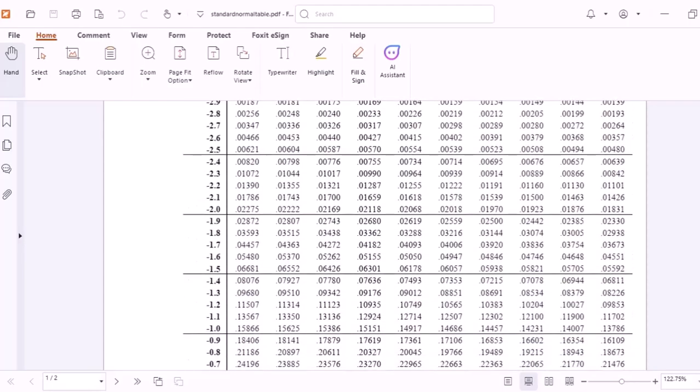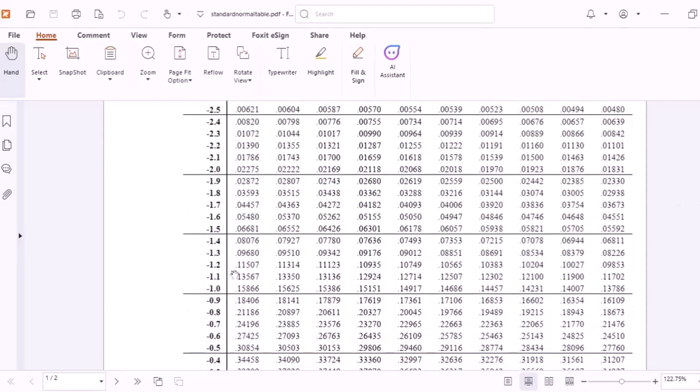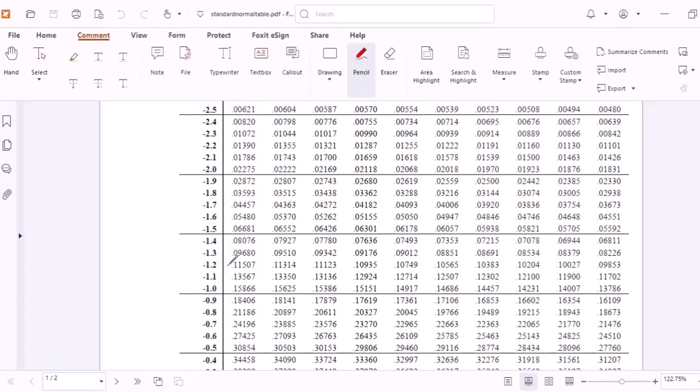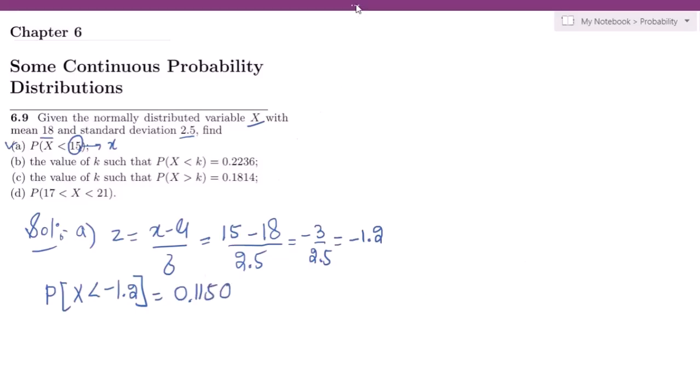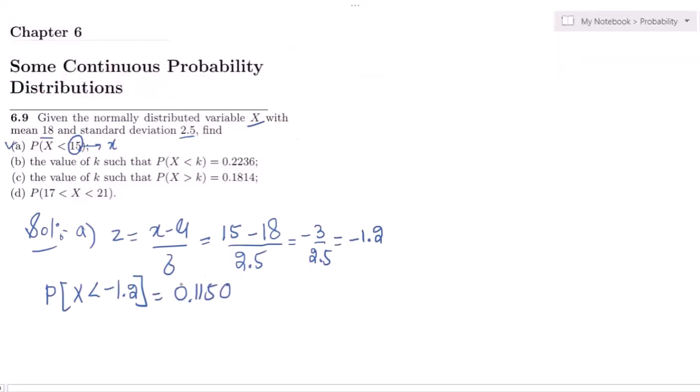Okay, so let me go to minus 1.2. So here it is. This is minus 1.2, and in column we have 0. So this is what we wanted to find out: 0.1150. So the answer is 0.1150. That is the solution of part A of my question.